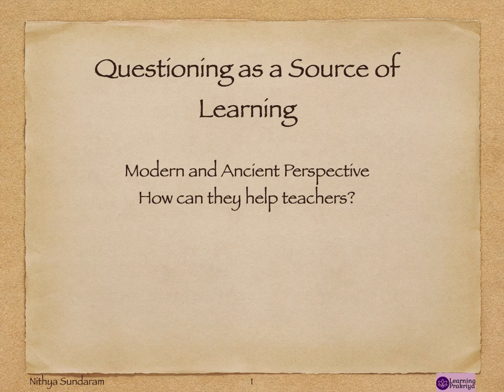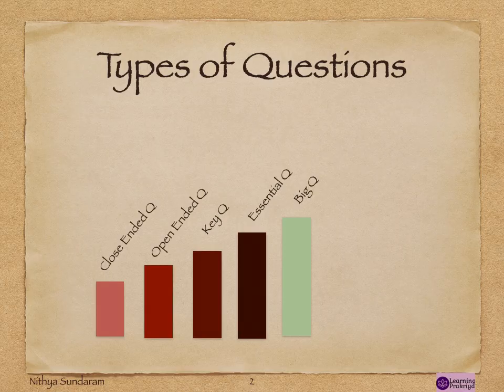Questioning as a source of learning. What are the different perspectives, modern as well as ancient? And how can all this help teachers? There are several types of questions in the modern perspective. We have close-ended, open-ended, key questions, essential questions, and big questions, which are commonly used. Let us examine them.